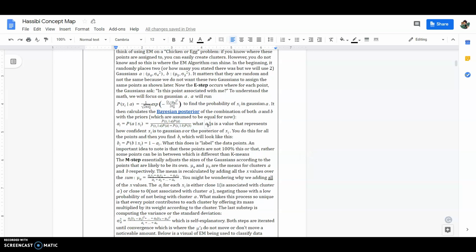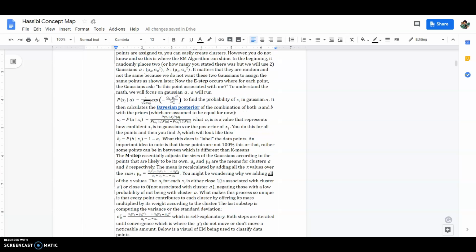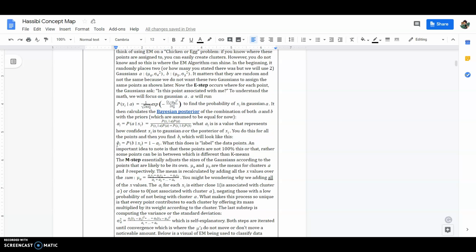So this A of i value represents how confident we are that x of i belongs to Gaussian A, or the posterior of x of i. And let's say you want to know the confidence that x of i belongs to Gaussian B? Well, that's just 1 minus A of i, since A of i can't be greater than 1 or less than 0. So yeah, it's between 0 and 1.